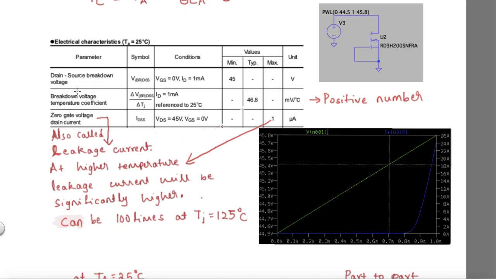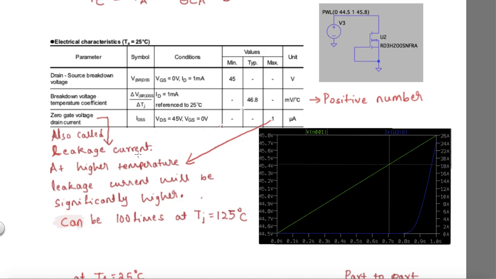Electrical characteristics: drain source breakdown voltage at gate source voltage of 0 volt and drain current of 1 milliamp is 45 volt. Breakdown voltage temperature coefficient, delta VBR DSS divided by delta TJ, for drain current of 1 milliamp referenced to 25 degrees Celsius is 46.8 millivolt per degree Celsius, which is a positive number, and hence a positive temperature coefficient for VDSS. Zero gate voltage drain current IDSS at VDS equal to 45 volt and gate source voltage of 0 volt is 1 microampere maximum.